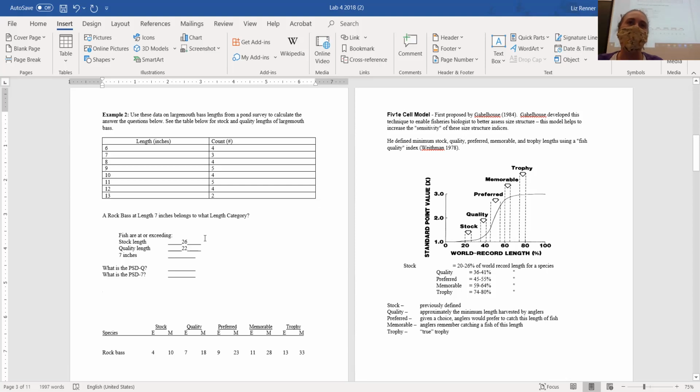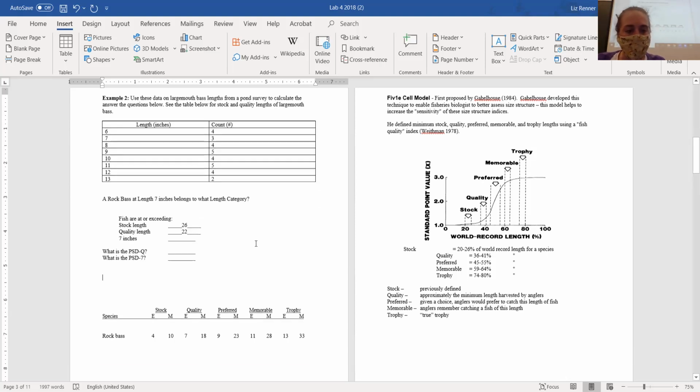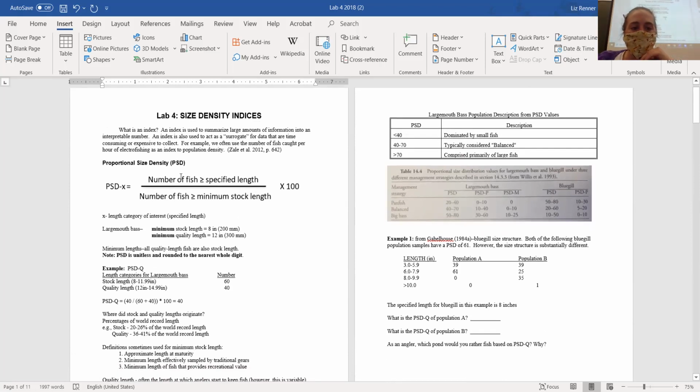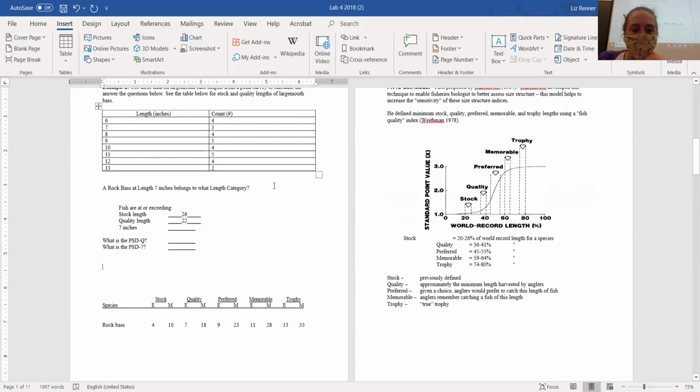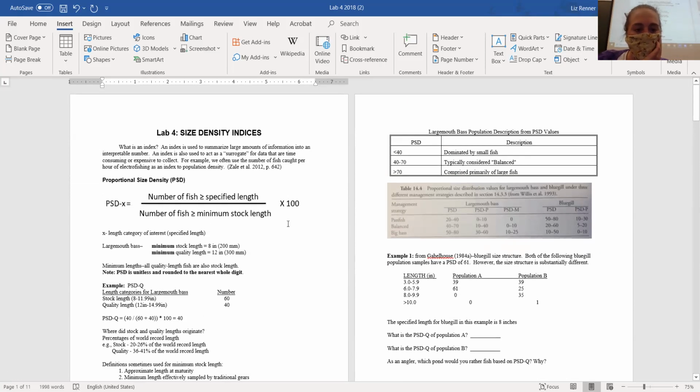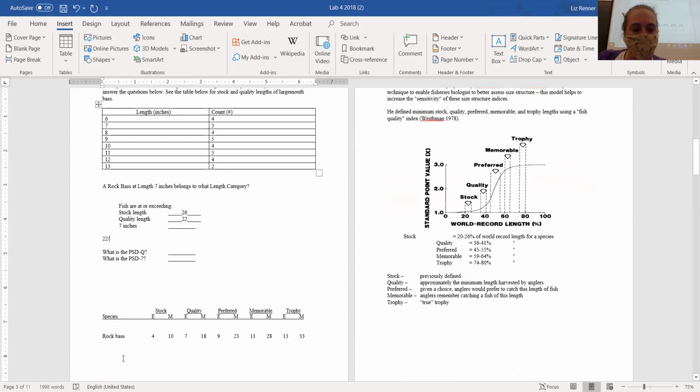There are 26 of them that are all stock length, and then for quality, all but the ones at 6 inches, so all but 4 of them would be quality length. So not a very fun sample, but then your PSDQ would be the number of fish of the specified length, your 22 or whatever, divided by your number of fish greater than or equal to the minimum stock length, which would be all 26, right? So whatever 22 divided by 26 times 100 is, everybody's got a calculator on them, that would be your PSDQ. So about 84. That's a really high one.